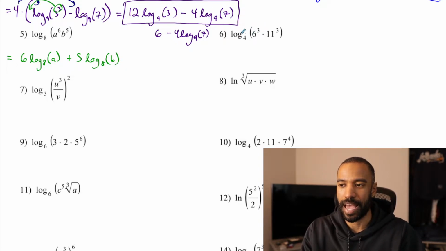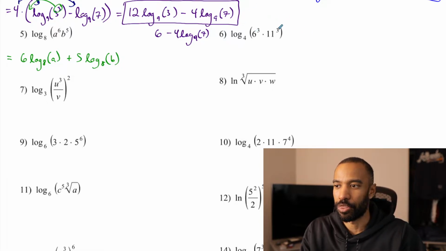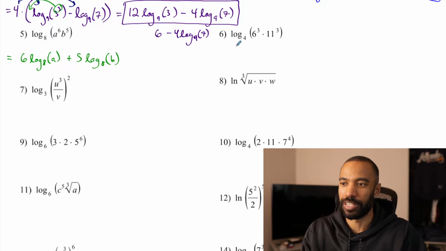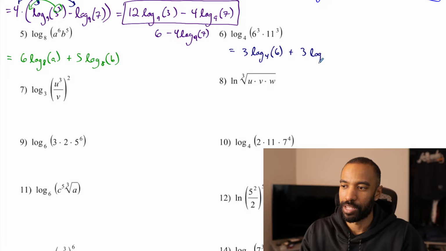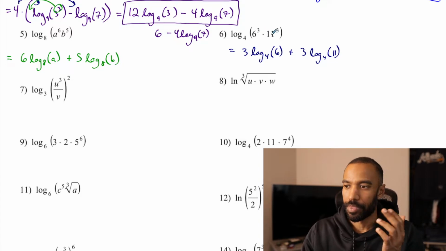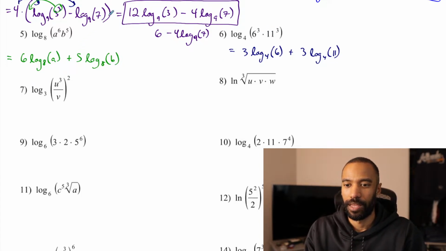I can pull the 3 out of the one where you take the log of 6. And then 3 out of where you take the log of 11. So this is going to become 3 times log base 4 of 6 plus 3 times log base 4 of 11. Again, the plus here because this was multiplication, the product inside the log there.